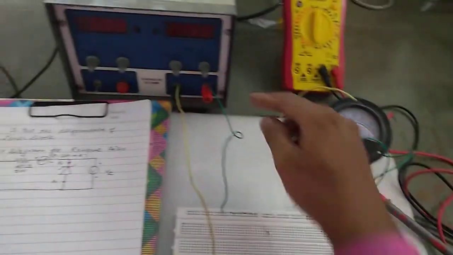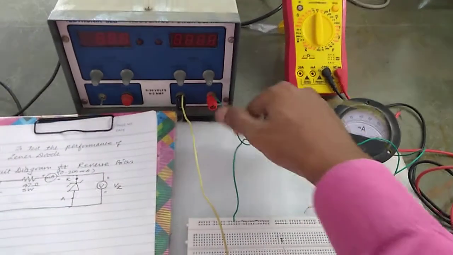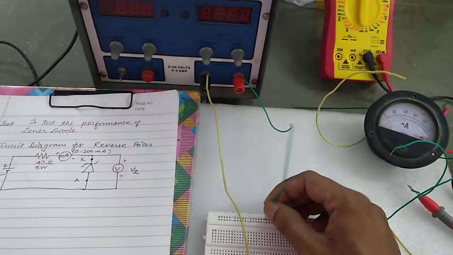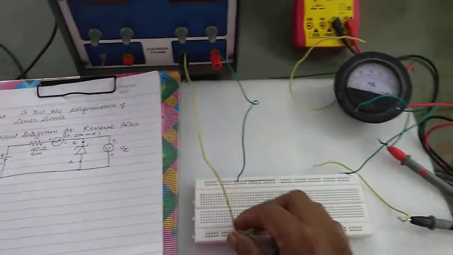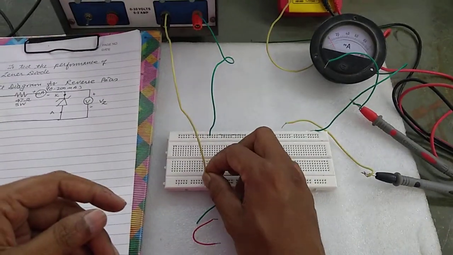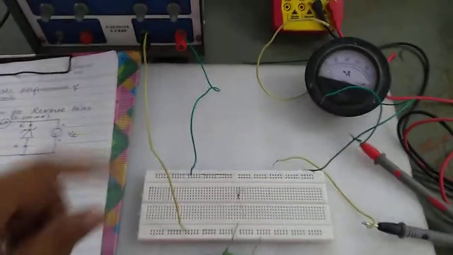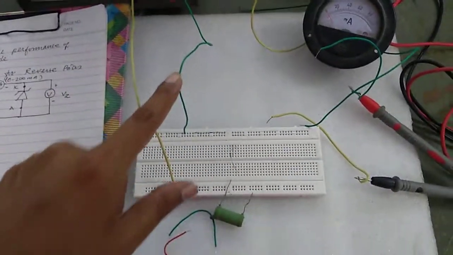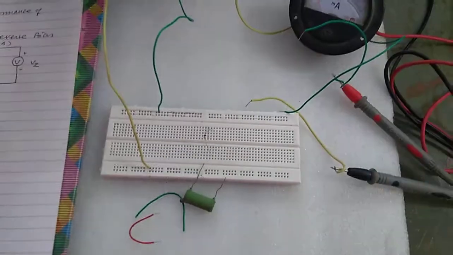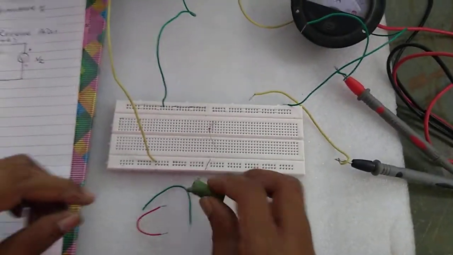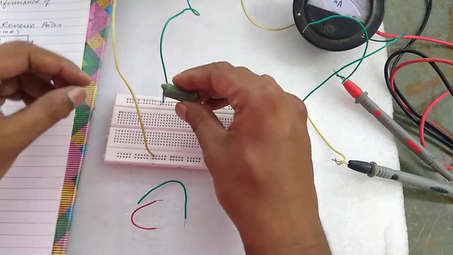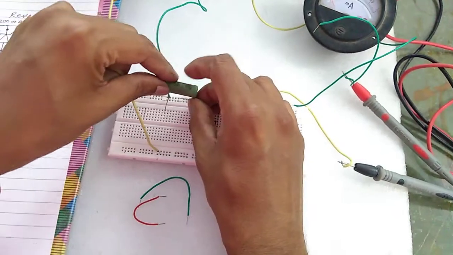From this regulated power supply, I have inserted a wire like this, and here I have inserted the negative terminal like this. So this is the positive terminal of the regulated power supply, this is negative, and this is a DC regulated power supply which is variable. Now we require a series resistor, so I will insert these terminals over here.